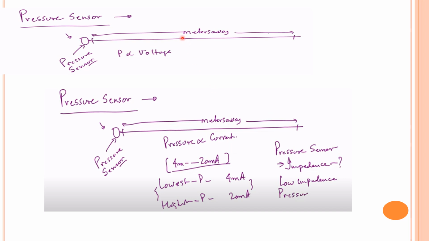Due to the voltage drop, which occurs at any point, we are not utilizing voltage. That's the major drawback why we are not choosing voltage. Now we use pressure directly proportional to current. We can measure it in terms of milliamps. The standard value is 4 milliamps to 20 milliamps. The meaning here is the lowest pressure value as 4 milliamps and the highest pressure value as 20 milliamps. You should take care of the impedance value. So I have explained the pressure sensor in the values of 4 milliamps to 20 milliamps.